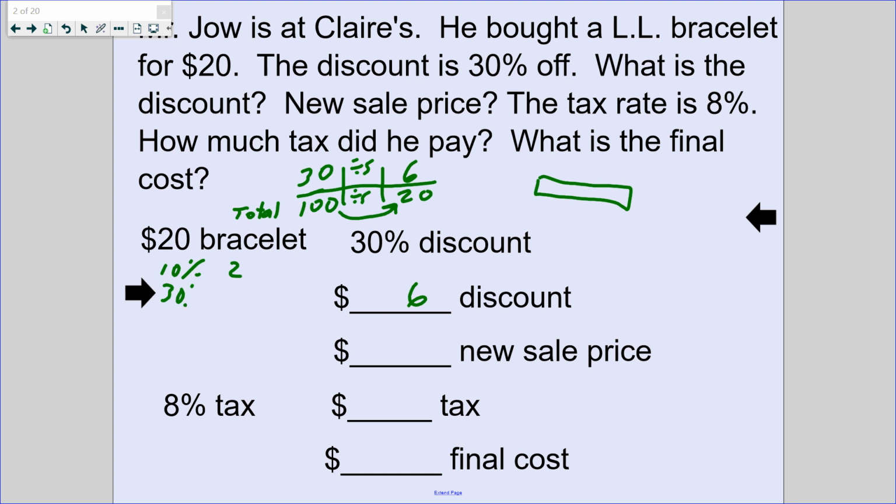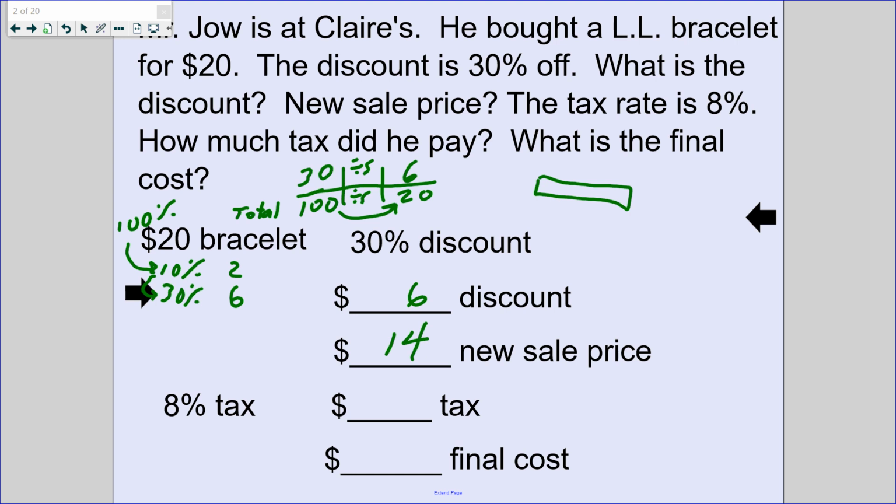If you're going to solve it using mental math, $20 a bracelet, 10% is $2. To build it to 30%, you times it by 3, it would be $6. So 100% is $20. How do you break it down to 10%? Divide by 10. 20 divided by 10 is 2. How do you build it from 10 to 30? Times it by 3, $6. So if this bracelet costs $20 and its discount is $6, the new sale price is $14.